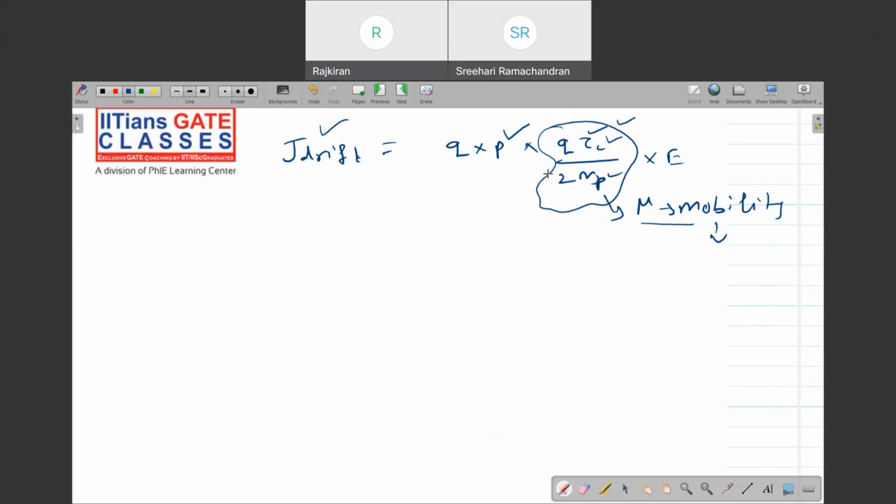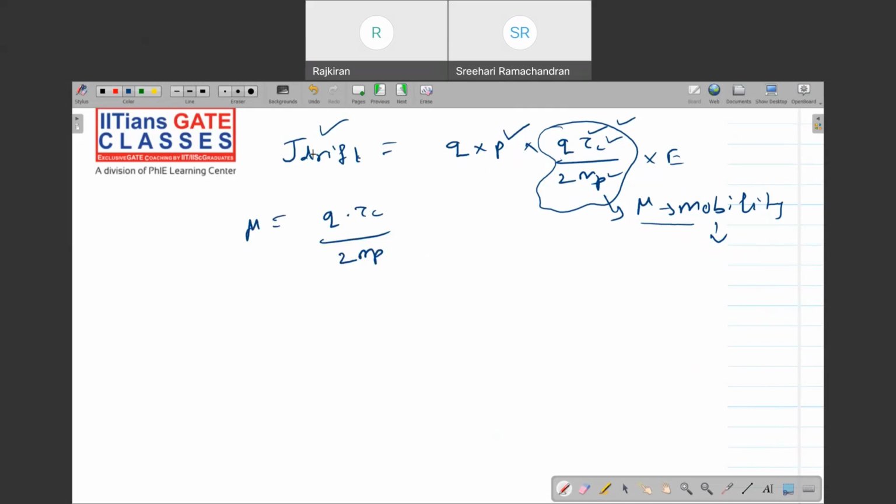Actually, this mobility shows the smoothness, right, sir? If it moves smoothly, that means fewer collisions should happen. To move smoothly, you should have fewer collisions. So this is my drift velocity, and this is called mobility. Mobility mu is equal to charge into tau c by 2 into effective mass. More on this mobility we will discuss later.